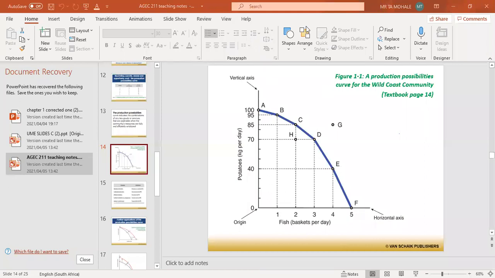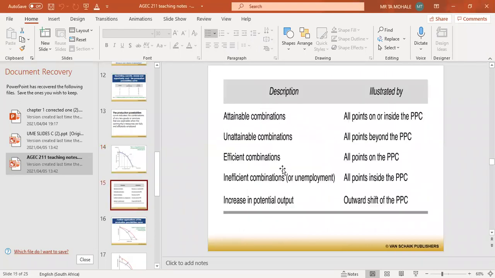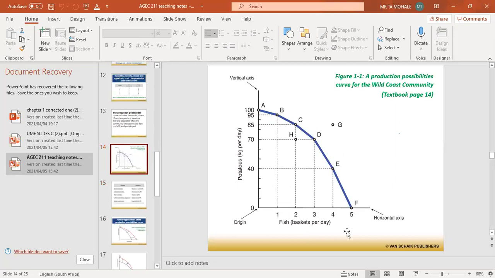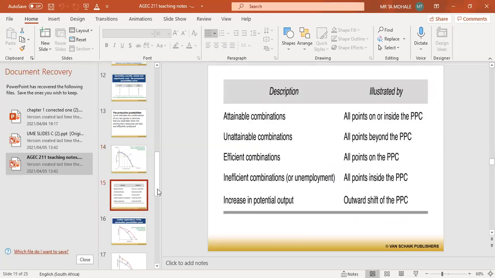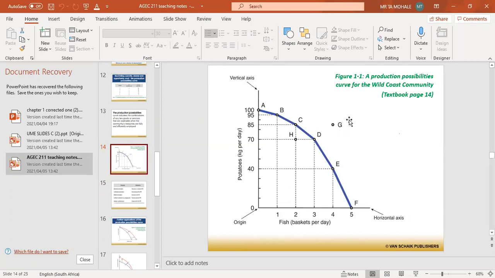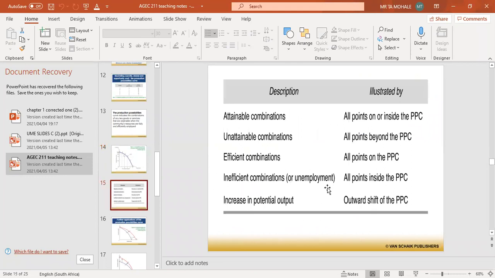Yes, thank you. Then I was saying, this is just an explanation of what I was saying. Attainable combinations are all points on or inside the PPC. On the PPC and inside the PPC: A, B, C, D, and H. They are called attainable. They are achievable. And then unattainable combinations are all points beyond the PPC. You go beyond the PPC, you will find the point G, which is unattainable. I'm not going to overemphasize this because I have said it. So I will just go to the last one.